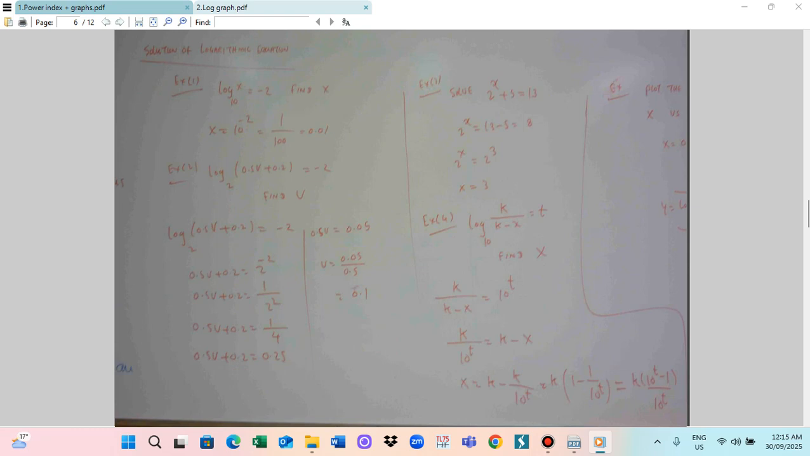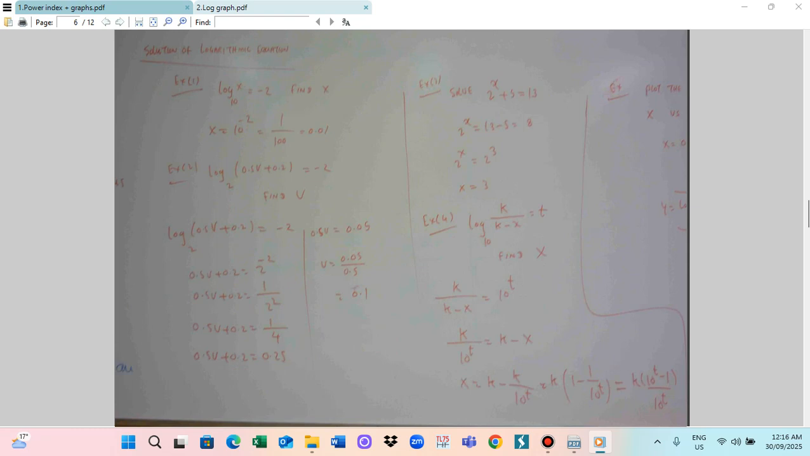So another example. Log of 0.5b plus 0.2, base 2, is equal to minus 2. So to find b. So this one is also you can write the same way. Log 0.5b plus 0.2 is equal to minus 2. So this is 0.5b plus 0.2 is equal to 2 power minus 2. 2 power minus 2 is 1 by 2 square. So 0.5b plus 0.2 is 1 by 2 square.